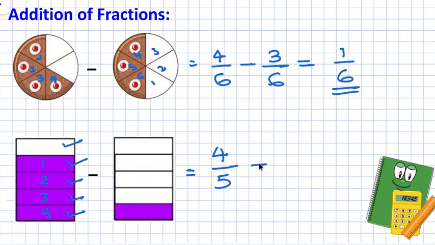Here, the shaded part is 1, which is this. And the total part, let's count the total part together. We have 1, 2, 3, 4, and 5. So you subtract the numerator, which gives 3. You keep the denominator, which is 5. So this is how we add and subtract fractions that have the same denominators.